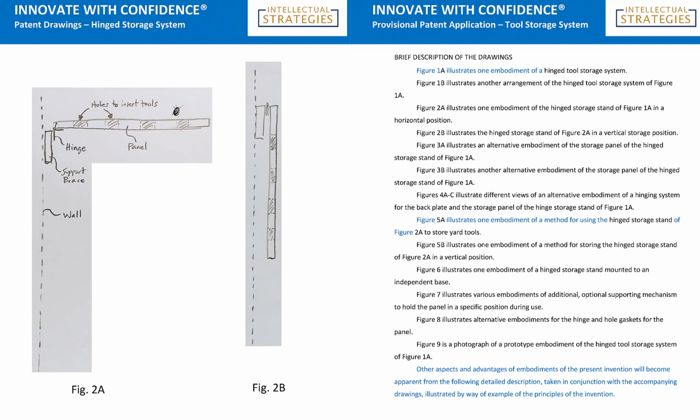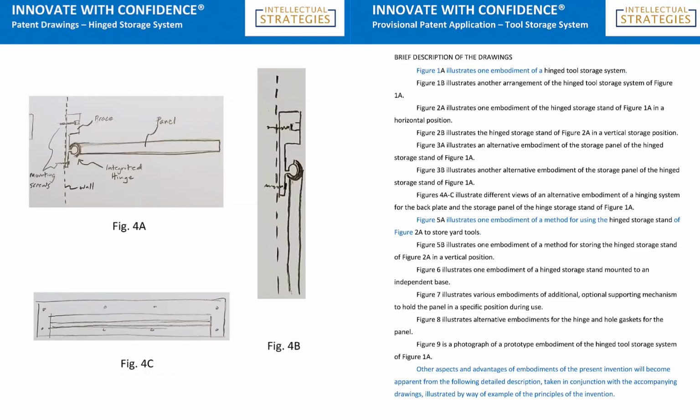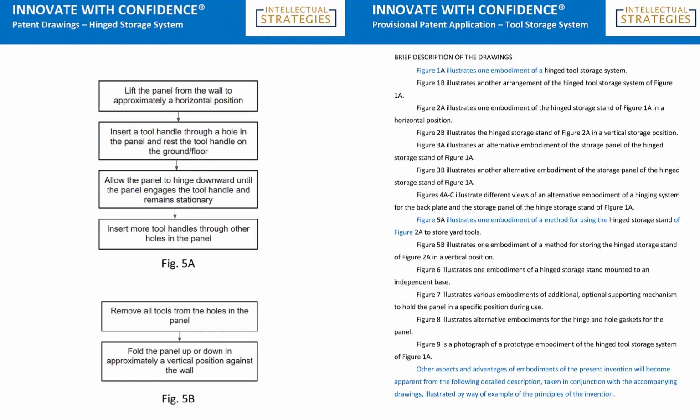You'll see down on Figure 5A, let's scroll down to that now, that I've copied here the same template language introducing a method drawing. So Figure 5A illustrates one embodiment of a method for using the hinged storage stand of Figure 2A to store yard tools. You see that I just have essentially filled in a couple of the blanks there, changed the template language to say what my invention is and what it does. Next, Figure 5B illustrates one embodiment of a method for storing the hinged storage stand of Figure 2A in a vertical position. So I tie those together so that I can create a better visual image or a better story of what my invention is and what it does.